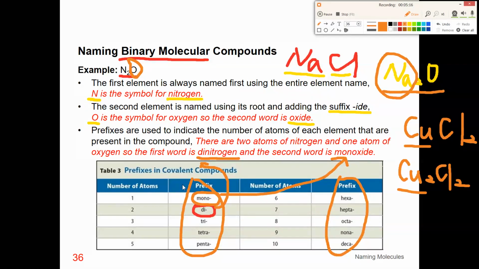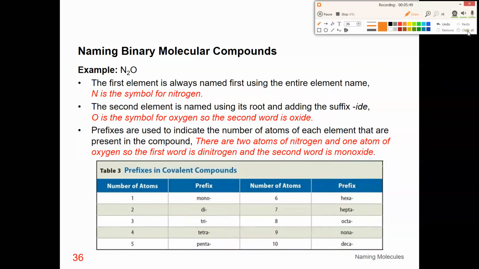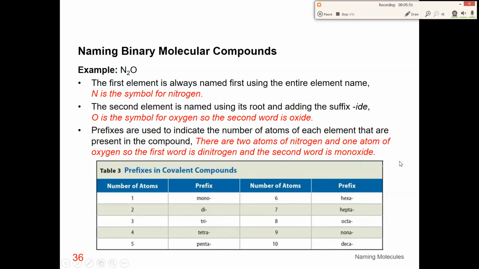Mono is MONO, so we don't need to put a double O there. It's only one O, monoxide. So the name for N2O is dinitrogen monoxide. You need to identify the number of each element, but not the charge. In the ionic compound, we need to identify charge, like copper 1, copper 2. But in this one, you need to use a prefix to identify number. So it's dinitrogen monoxide. All right.